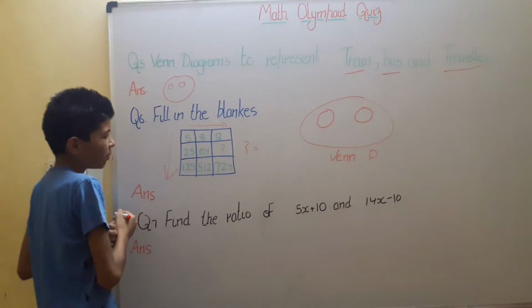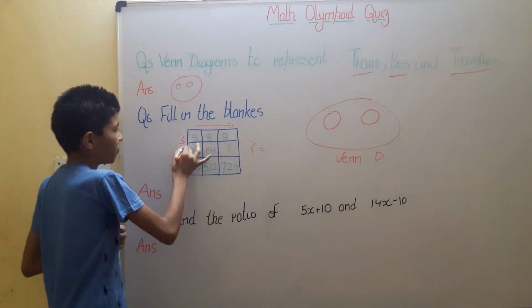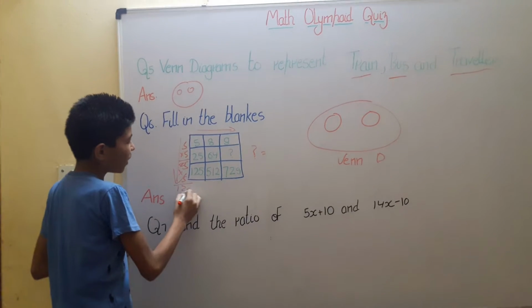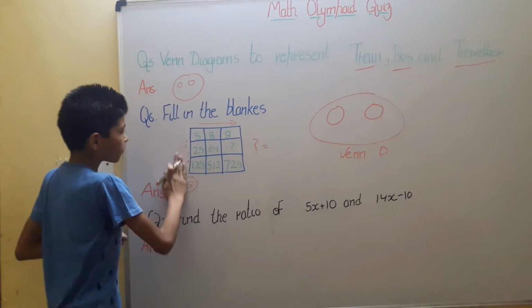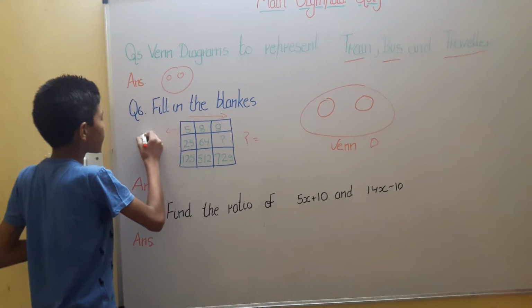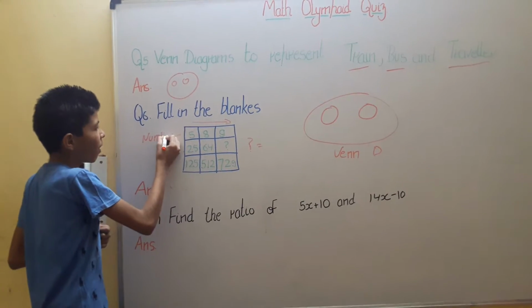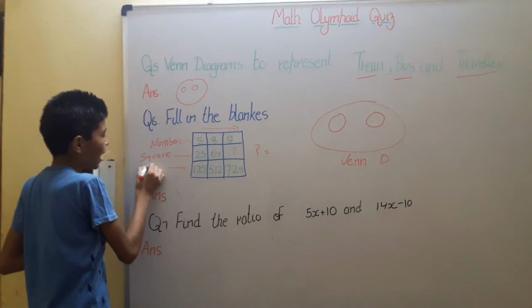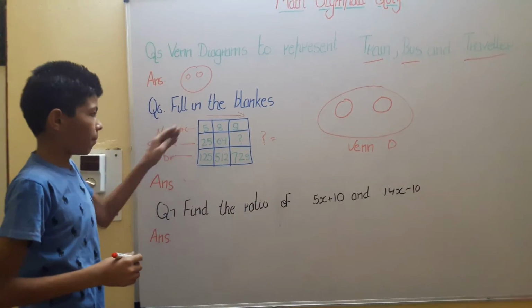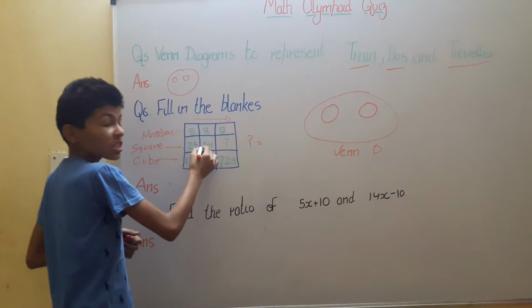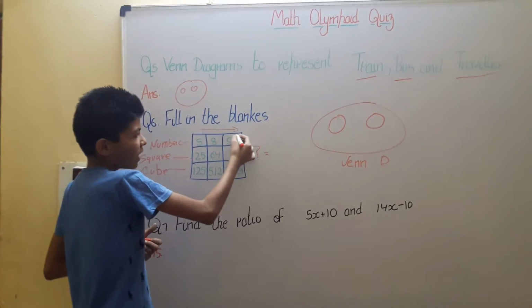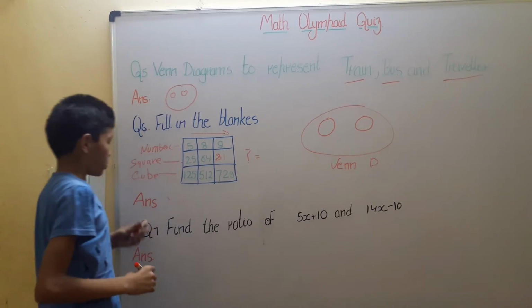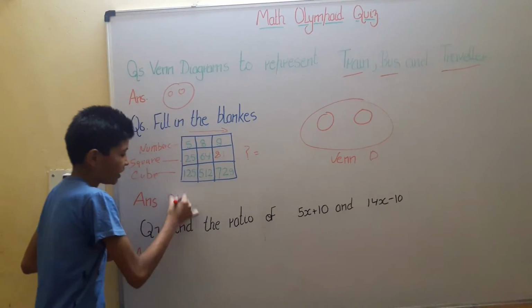5 multiplied by 5 gives 25. 25 multiplied by 5 is 125. Which means this is a number, this is the square, and this is the cube of the number. So 8 squared is 64 and its cube is 512, whereas 9 squared is 81. So our answer is 81.